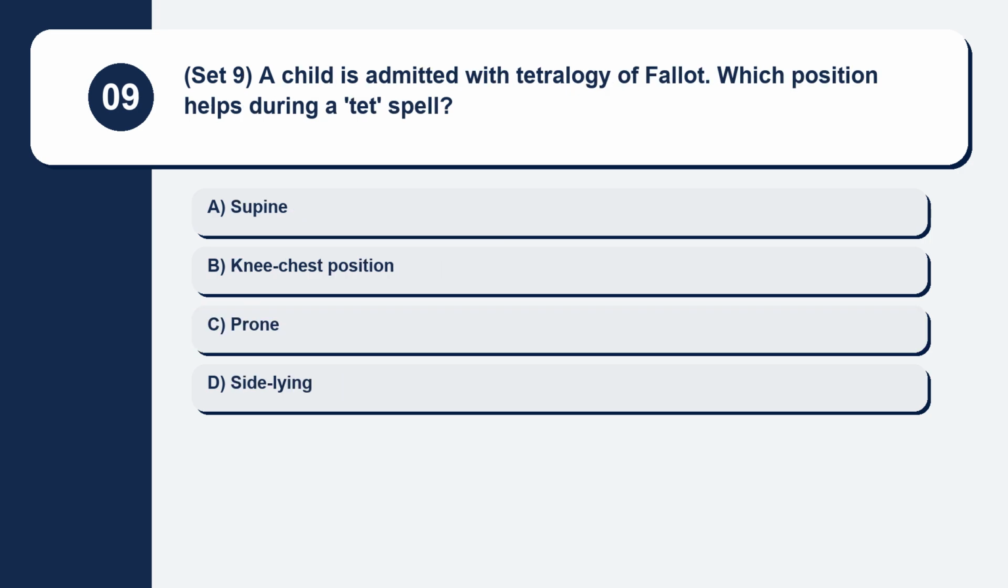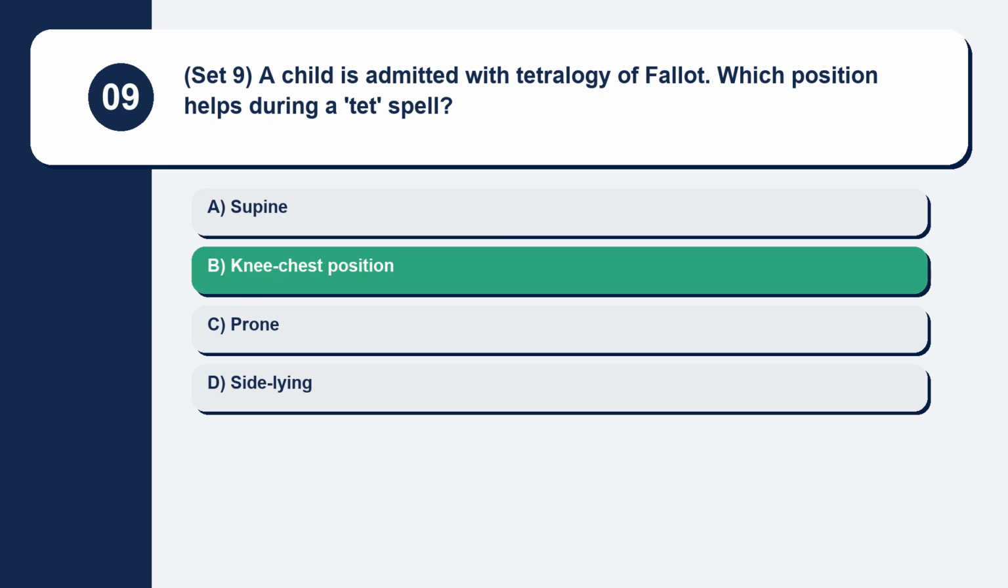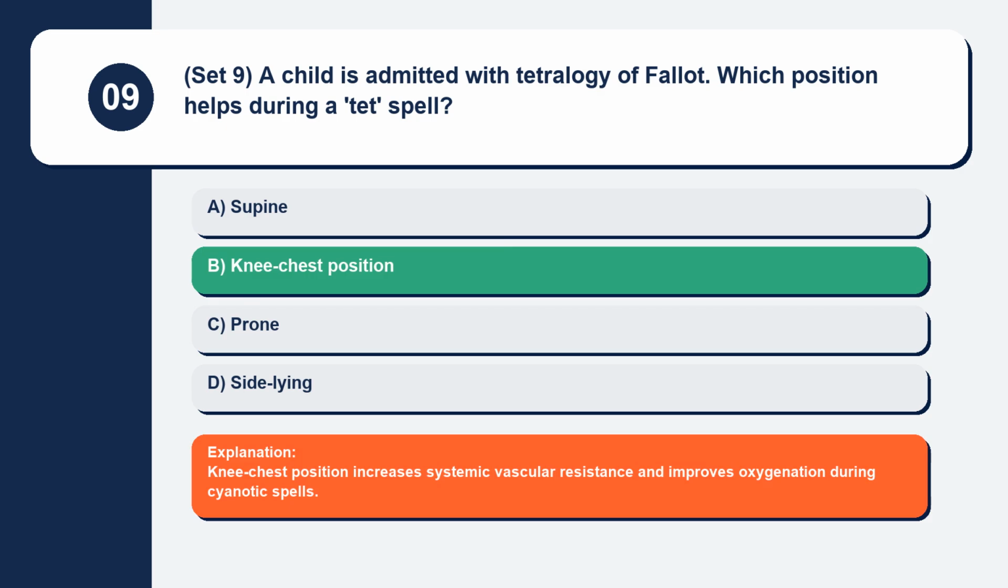Question 9. Set 9, a child is admitted with tetralogy of Fallot. Which position helps during a TET spell? Supine, knee-chest position, prone, side-lying. Knee-chest position increases systemic vascular resistance and improves oxygenation during cyanotic spells.